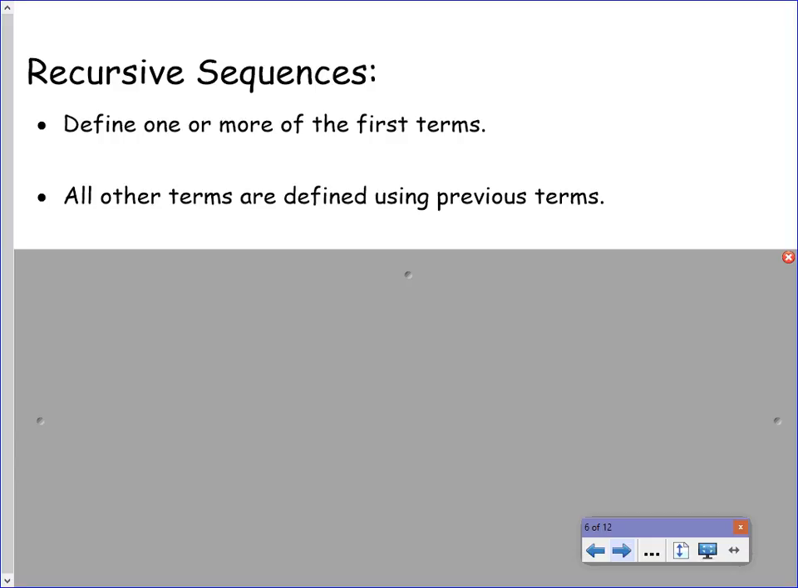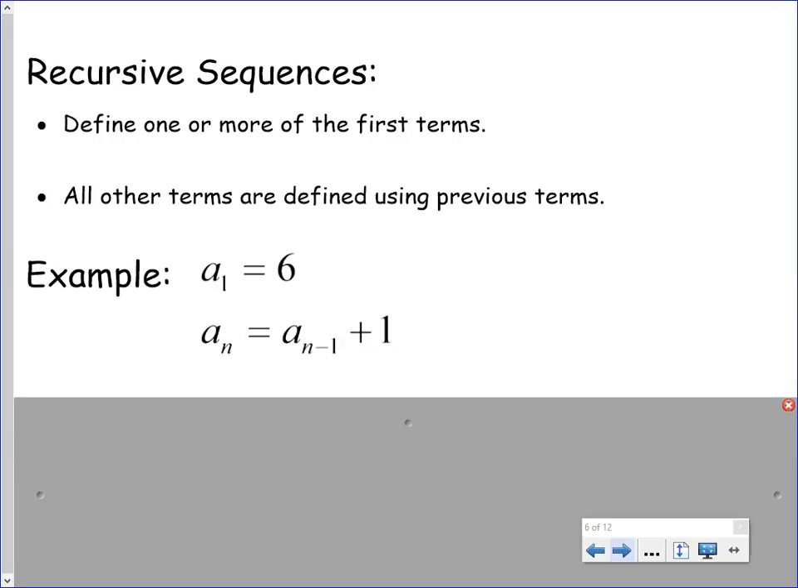So this is like Austin's, where in order for Austin's rule to work, I had to know what the previous term was. So I could do 1 plus 4 is 5. 5 plus 4 is 9. 9 plus 4 is 13. As long as I knew the previous term, I was able to get the next term. Okay. Here's an example of what a recursive sequence looks like.